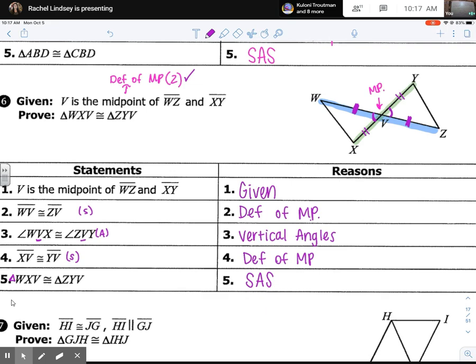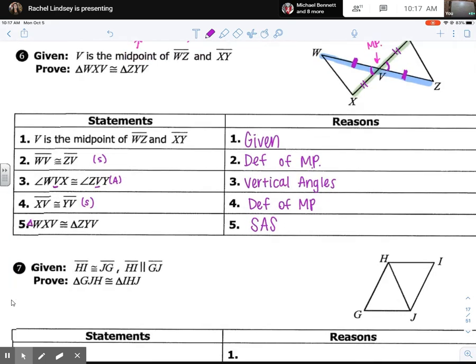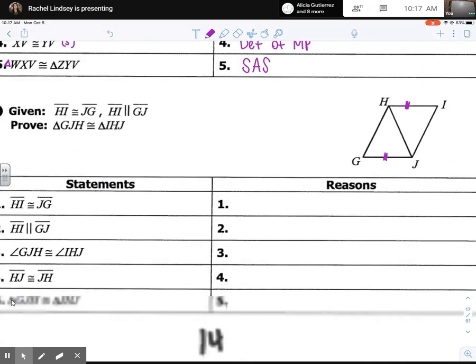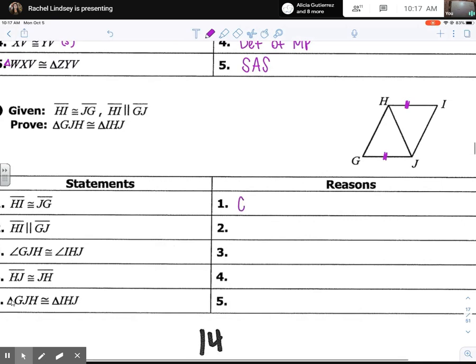So, looking at this next one, it tells me HI is congruent to JG, so I'm going to mark that, HI congruent to JG. And I know that because it's given. Then it says HI is parallel to GJ. So I'm going to draw little arrows on those to show that they're parallel. And I know that reason is given because it was given to me.